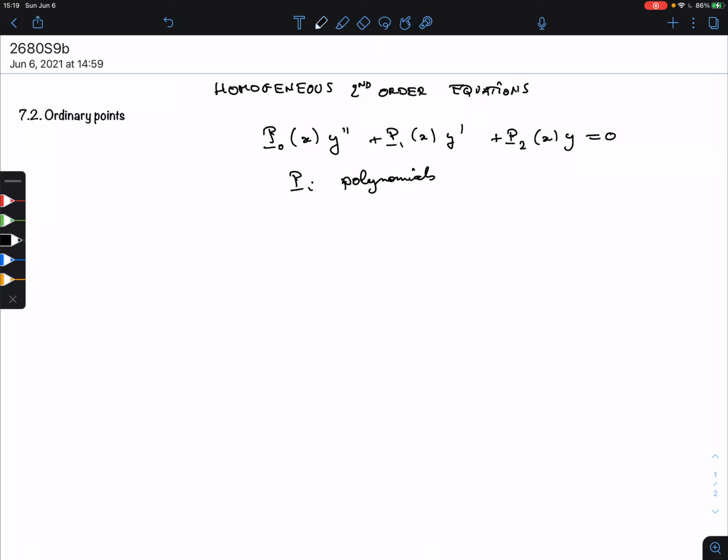And there are now two cases. So let me say it this way. What we're looking for is a solution in power series, a power series solution.